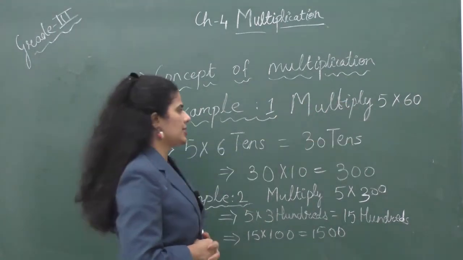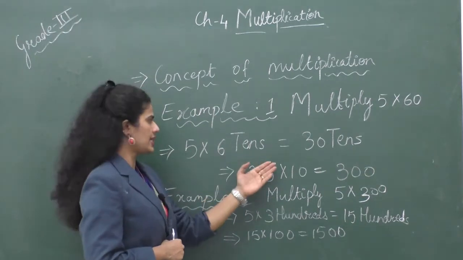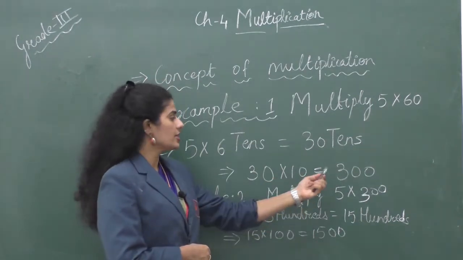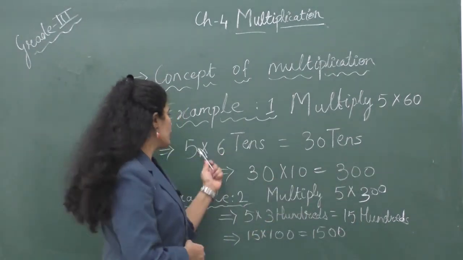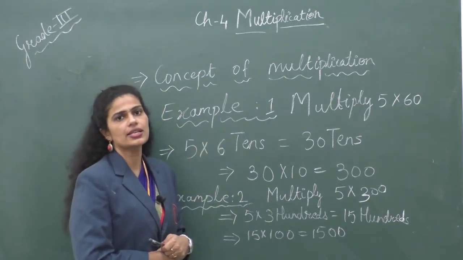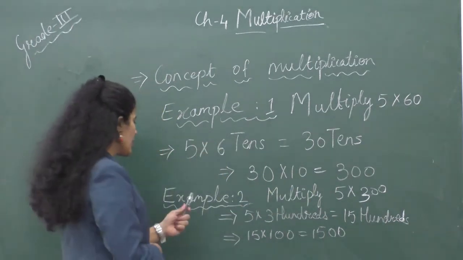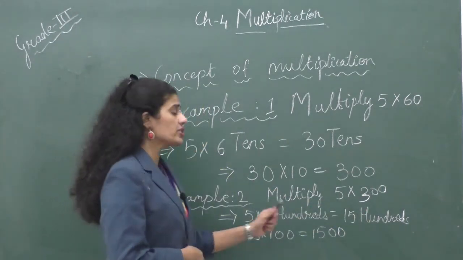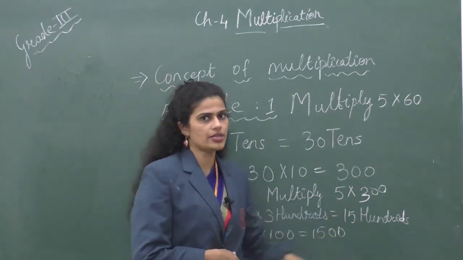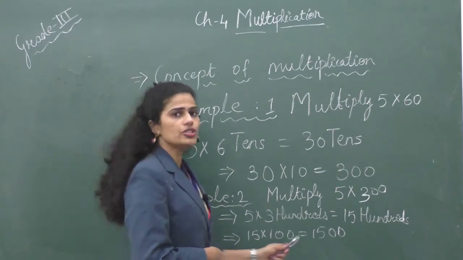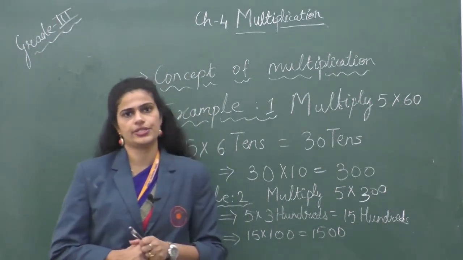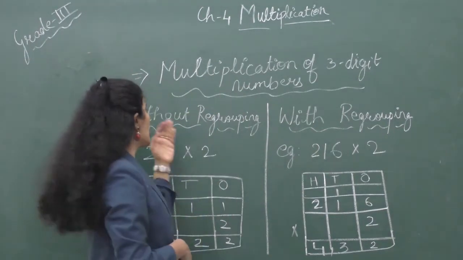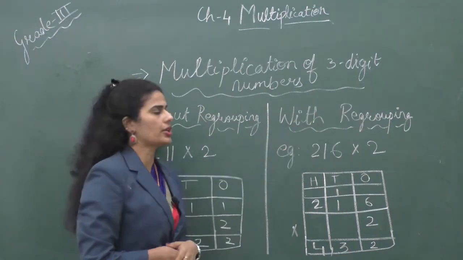Multiply 5 into 60. So 5 into 6 tens is equal to 30 tens. 30 into 10 is equal to 300. So 5 into 60 is 300. Second example, multiply 5 into 300. 5 into 3 hundreds is equal to 15 hundreds, which is equal to 15 into 100 is equal to 1500.